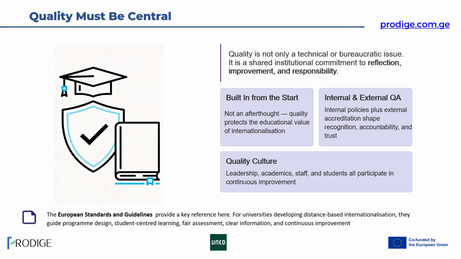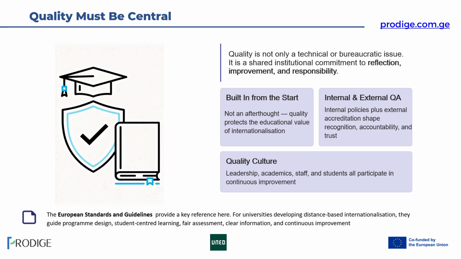It is also helpful to distinguish between internal and external quality assurance. Internal QA helps institutions monitor program design, student support, assessment, information, and improvement processes. External QA, including accreditation and external review, helps provide legitimacy, comparability, and trust beyond the institution itself. The European Standards and Guidelines, or ESG, offer a useful reference point here. For universities working on distance-based internationalization, they are particularly relevant for program design, student-centered learning, assessment, transparent information, and continuous enhancement. So the key message is clear. Quality is what turns digital international activity into credible international education.